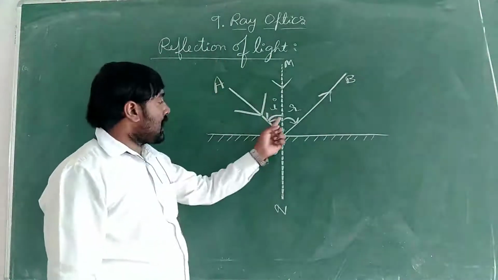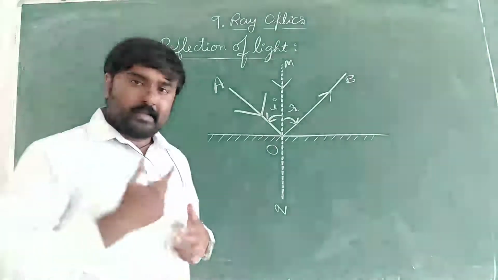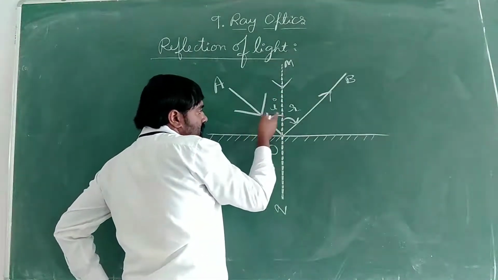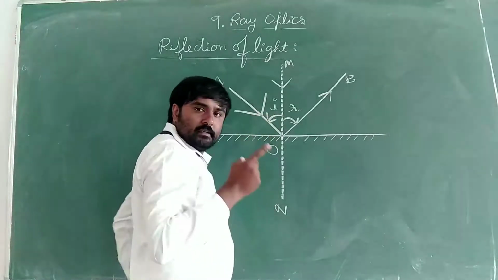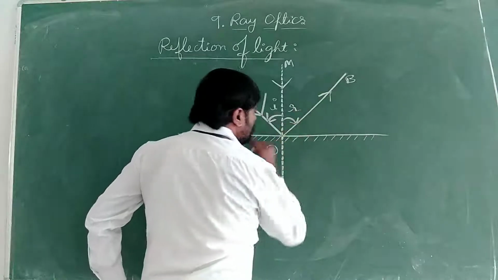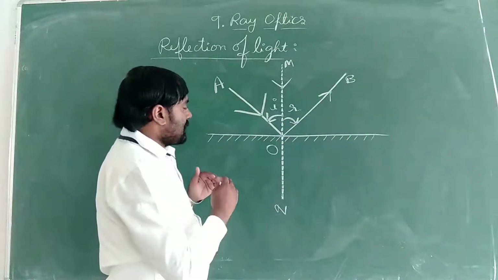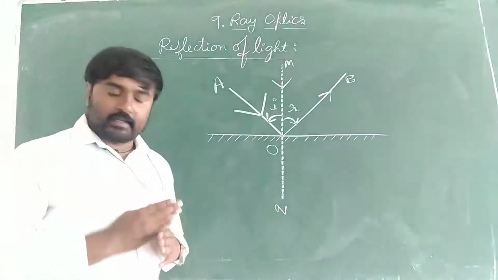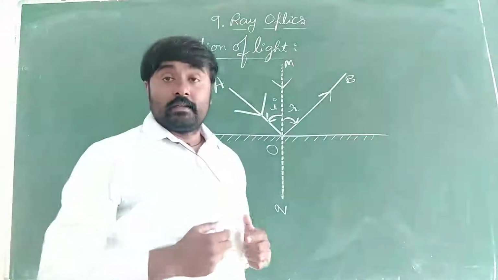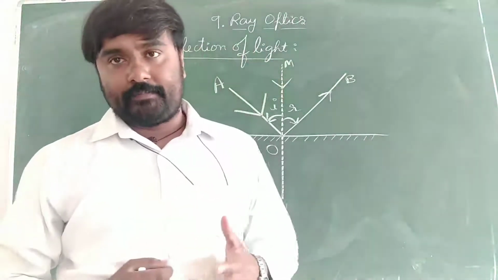What is the meaning of angle of incidence? Angle made by normal to incident ray. So this is angle of incidence. Angle made by normal to reflected ray. So this is angle of reflection. So here angle of incidence is exactly equal to angle of reflection. Actually this is the second law of reflection of light.